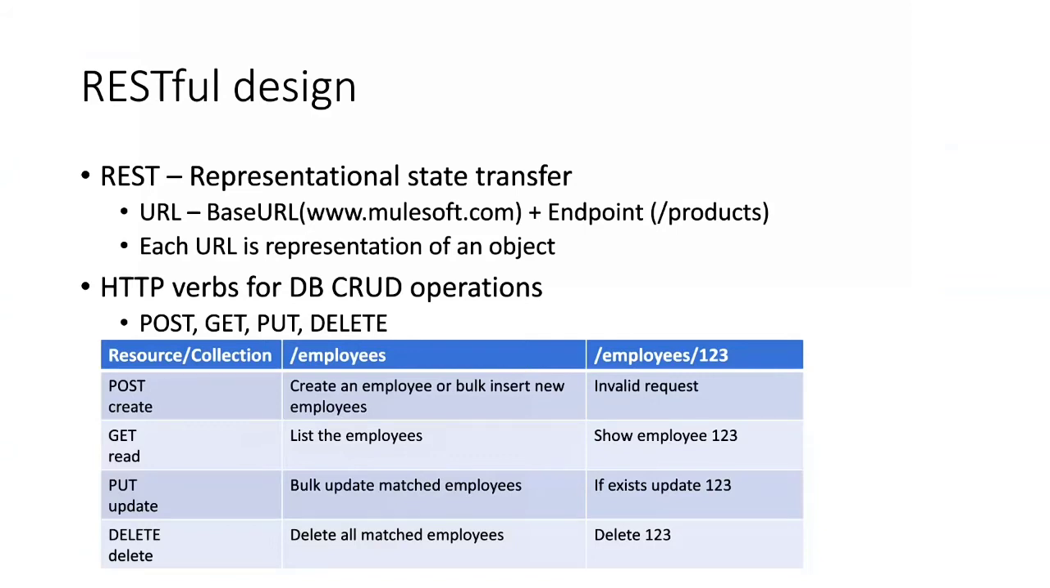It basically consists of a base URL and an endpoint. The base URL can be something like www.mulesoft.com, which would be the domain name, and the endpoint can be products. The endpoint would consist of your URI parameters, your endpoint, and the query parameters. I'll be going over those in the next few slides. Each URL is a representation of an object here. So when you have an endpoint, it determines an object or a collection of objects.